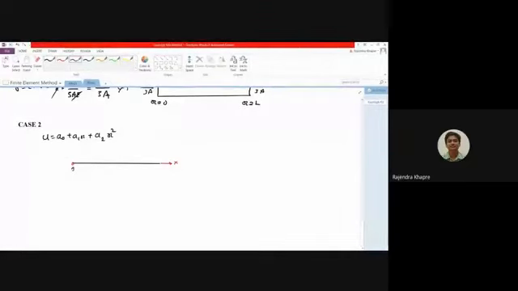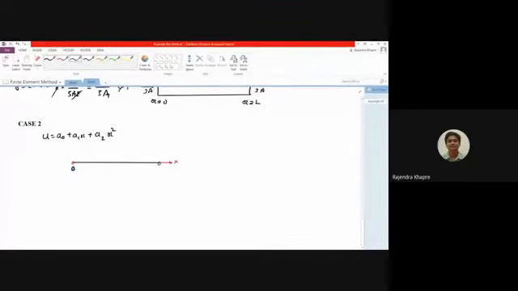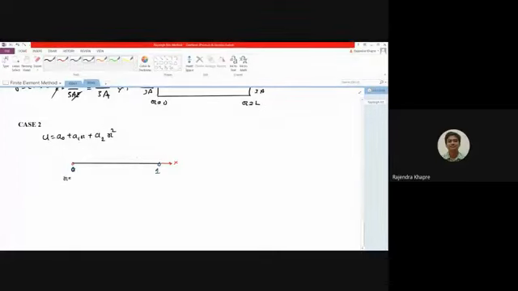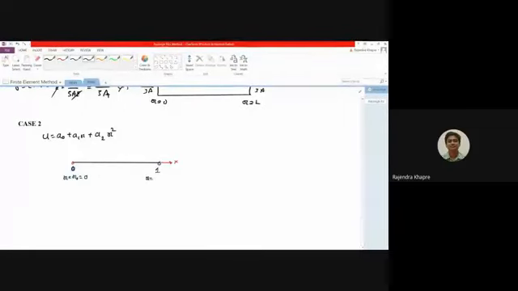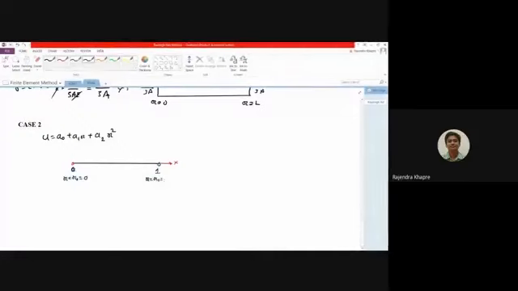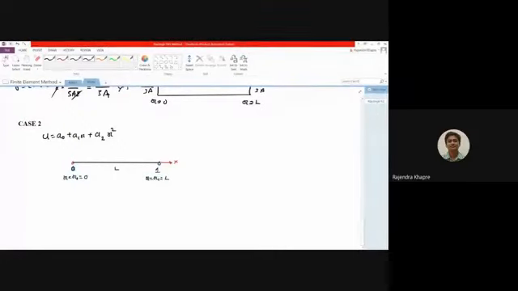Okay, let me call this as 0, and this is point number 1. Okay, so here if you substitute the values, x will be called as x0 and its value will be 0, and here x will be called as x1 and its value will be L, because the length of the bar is given as L.